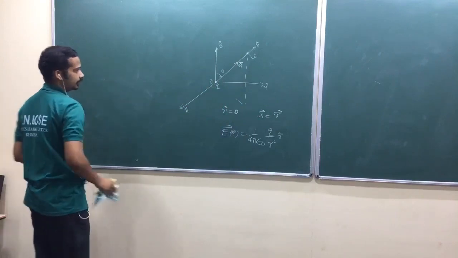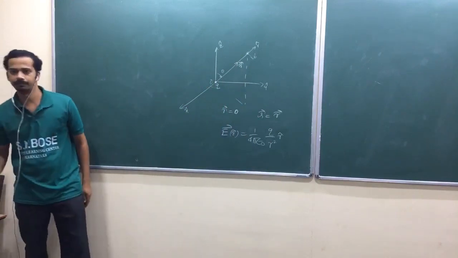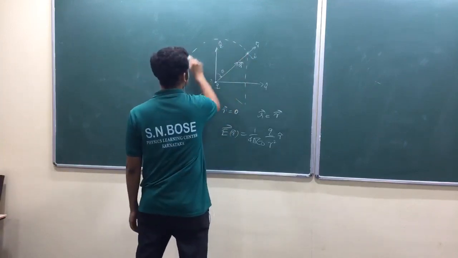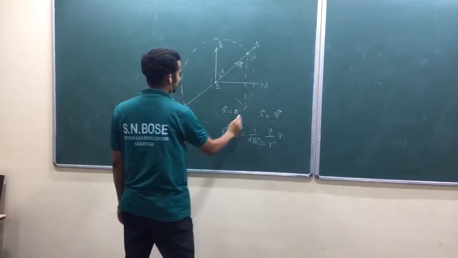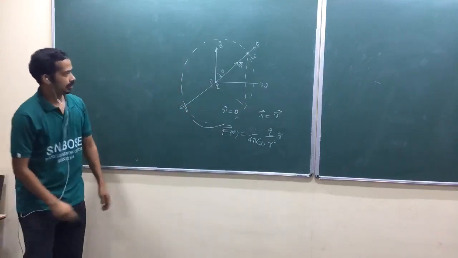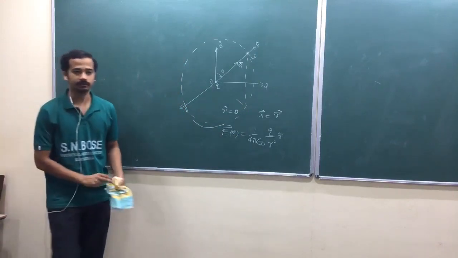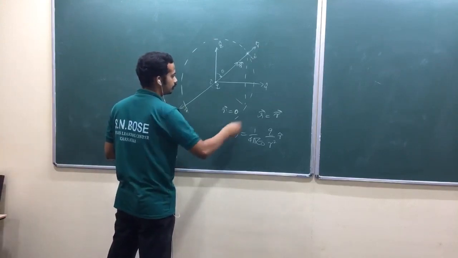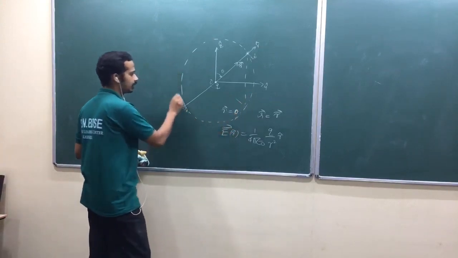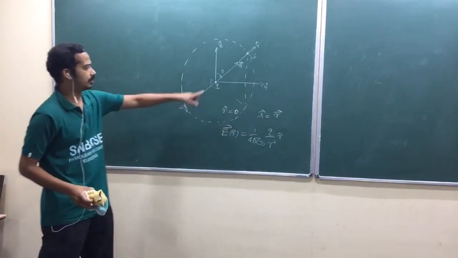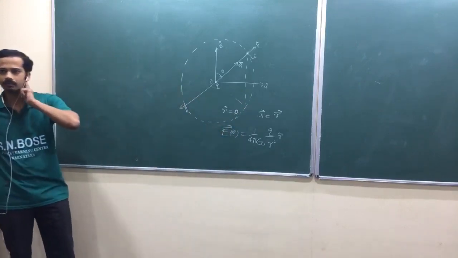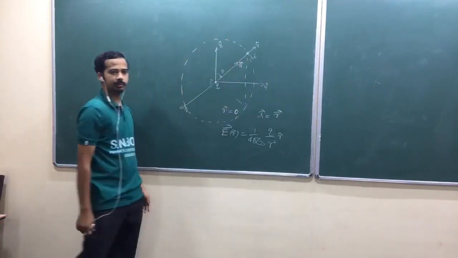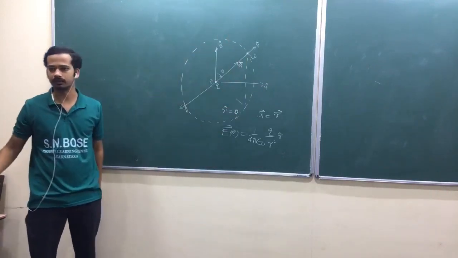Now what I do here, to make it very simple, is to take one spherical surface. That's an imaginary surface, whose radius is r itself, small r, centered at q. A closed spherical surface. Is that okay? Closed spherical surface with q at its center.